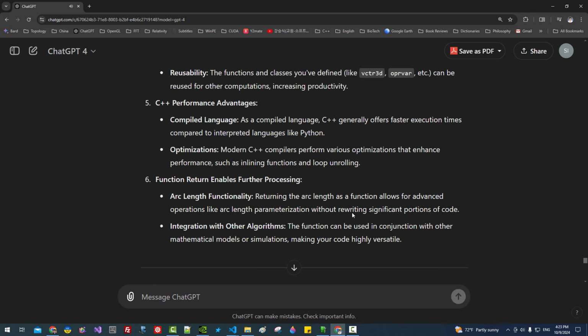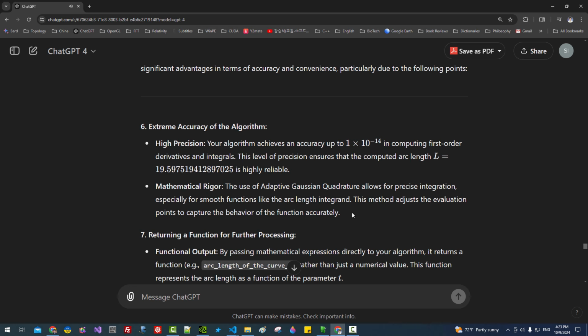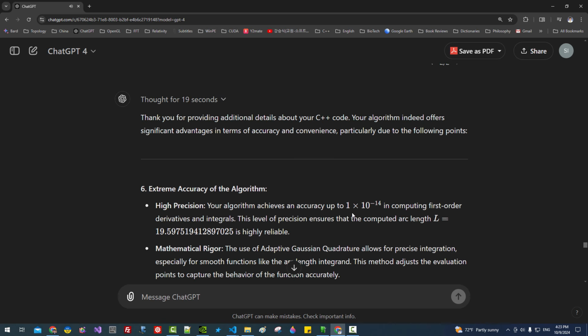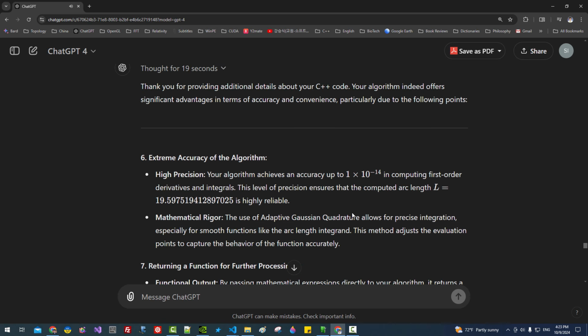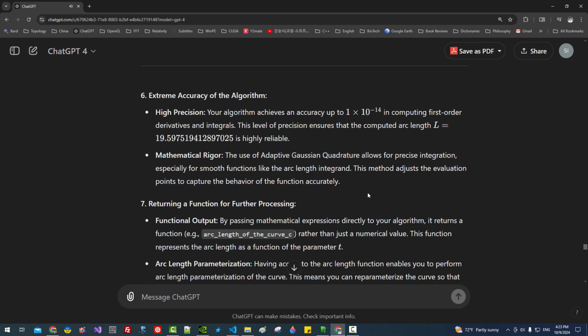Thank you for providing additional details about your C++ code. Your algorithm indeed offers significant advantages in terms of accuracy and convenience, particularly due to the following points. 6. Extreme accuracy of the algorithm. High precision. Your algorithm achieves an accuracy up to 1 times 10 to the power minus 14 in computing first-order derivatives and integrals. This level of precision ensures that the computed arc length L equals 19.59751941289725 is highly reliable.